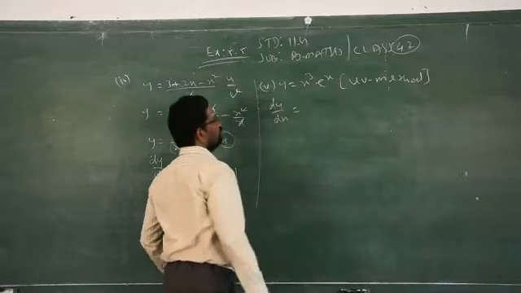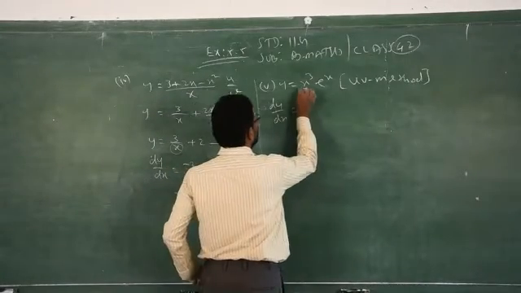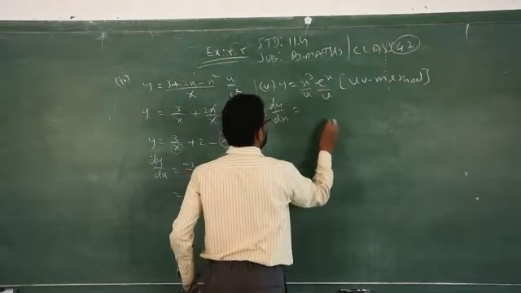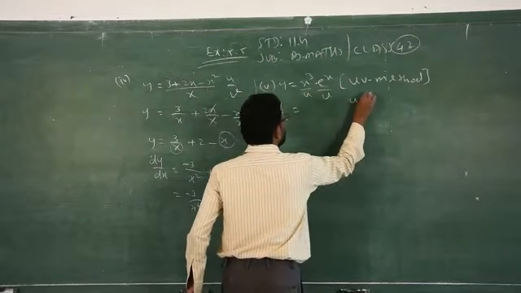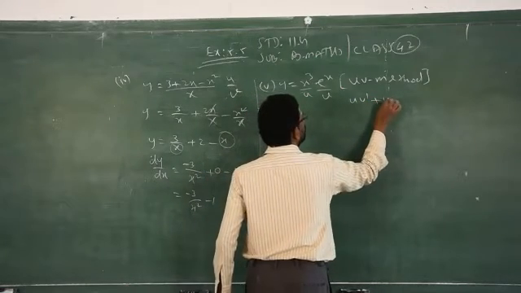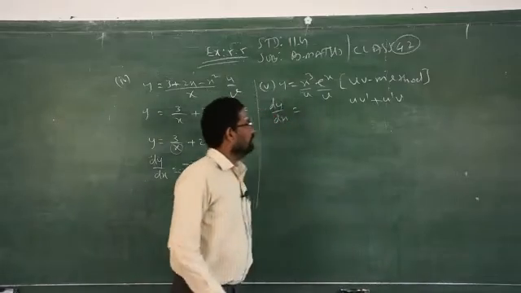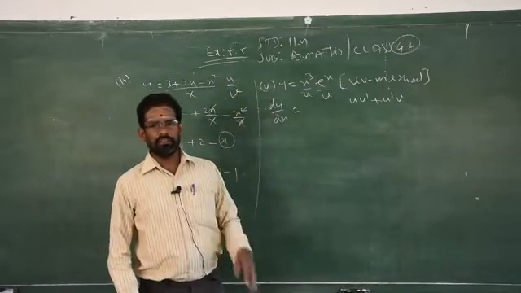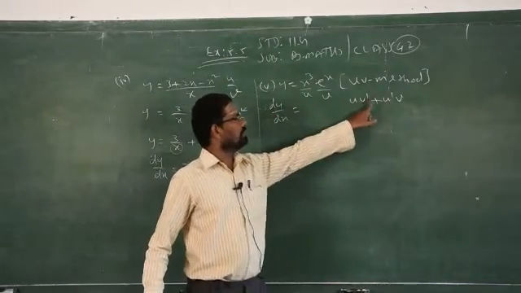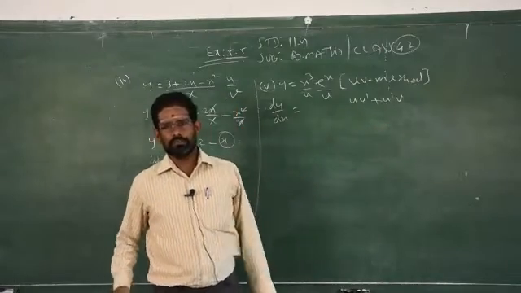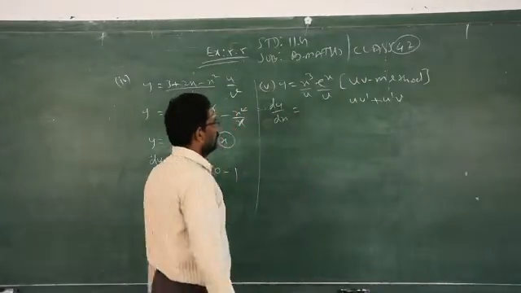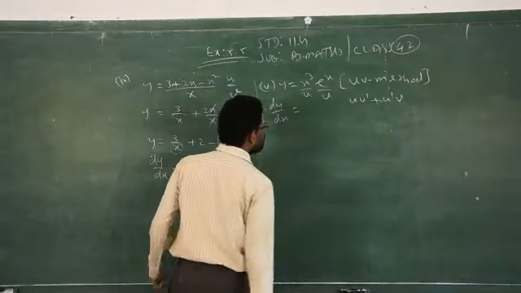What is meant by UV method? You have to take the first one as u, the second one as v. The formula is u v dash plus u dash v. The dash stands for derivatives. We can use the dash symbol for a derivative. Clear? So, u v dash plus u dash v.